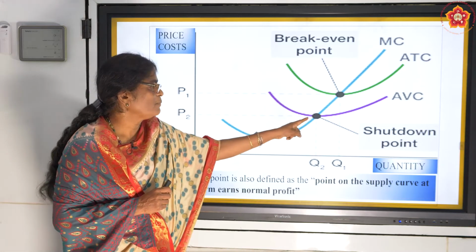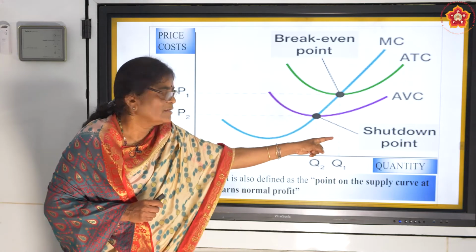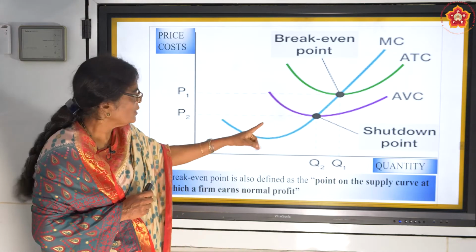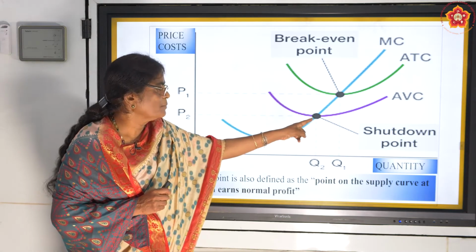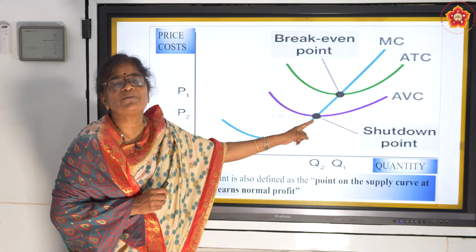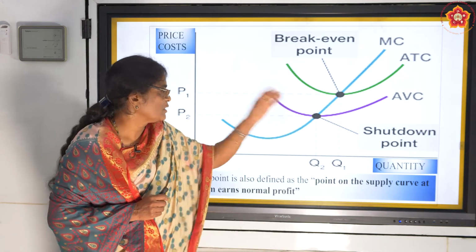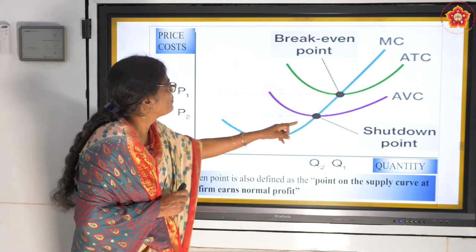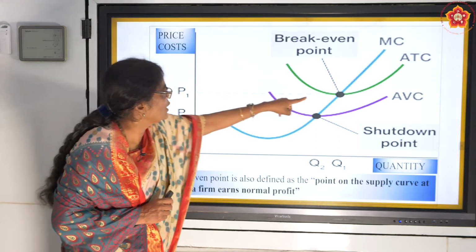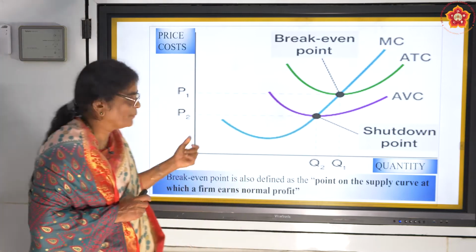Because below that point, the firm is not going to operate. Why is it the shutdown point? Why do we say shutdown point? Because when the price is equal to minimum AVC, after reaching that condition, the firm is not going to produce any more. That is why this point is called the shutdown point. And the other condition you can see here, price is equal to AVC. What do you mean by price?